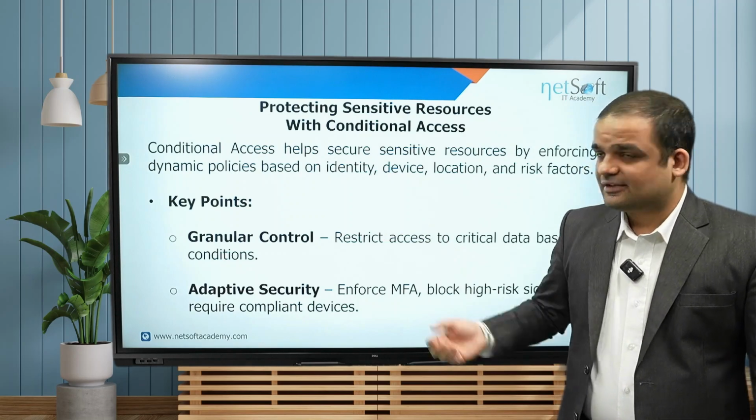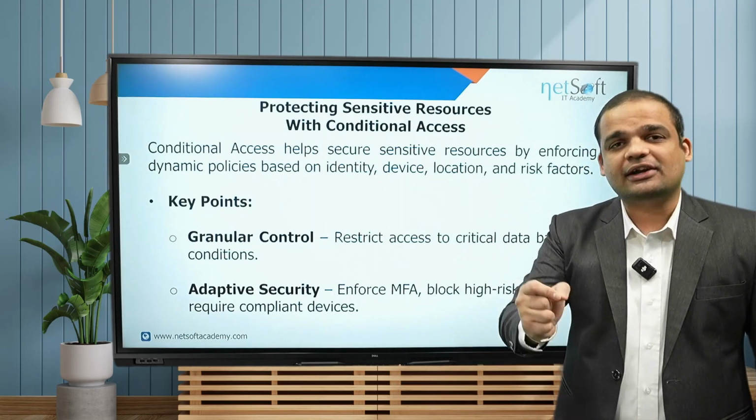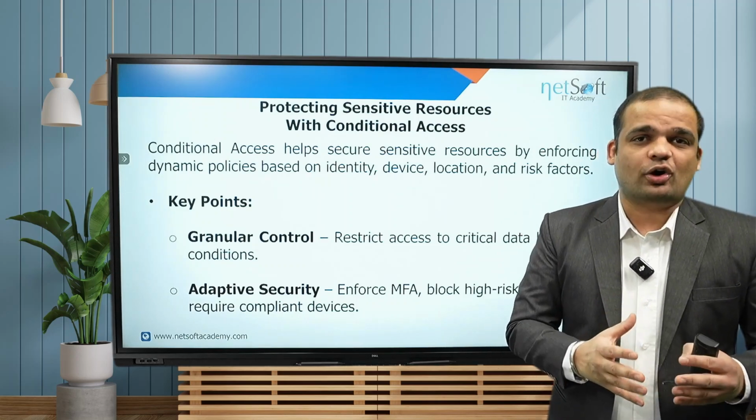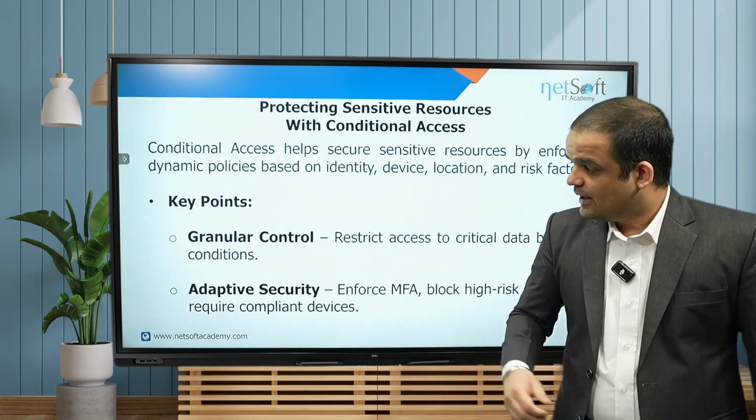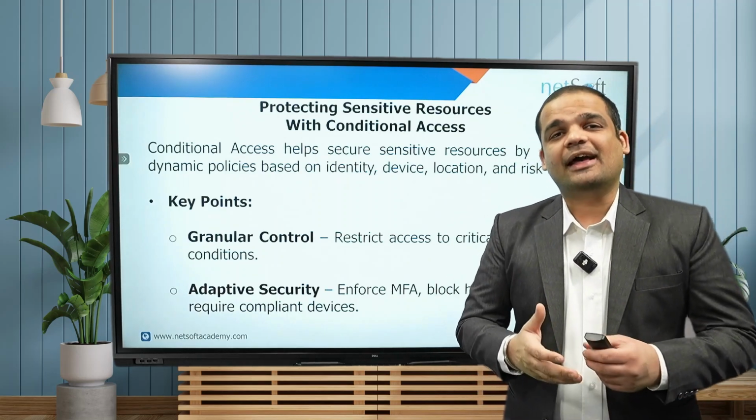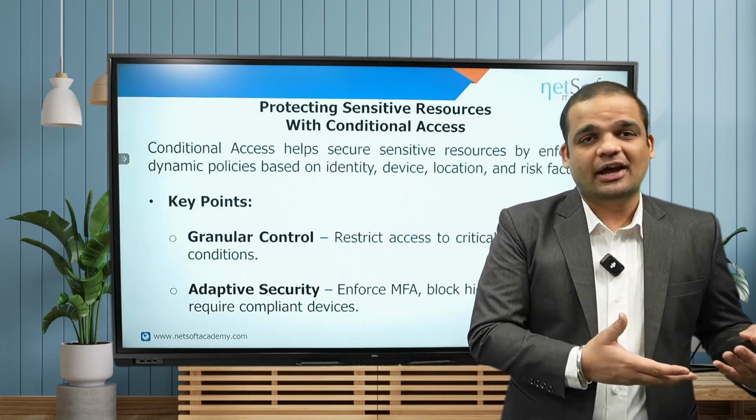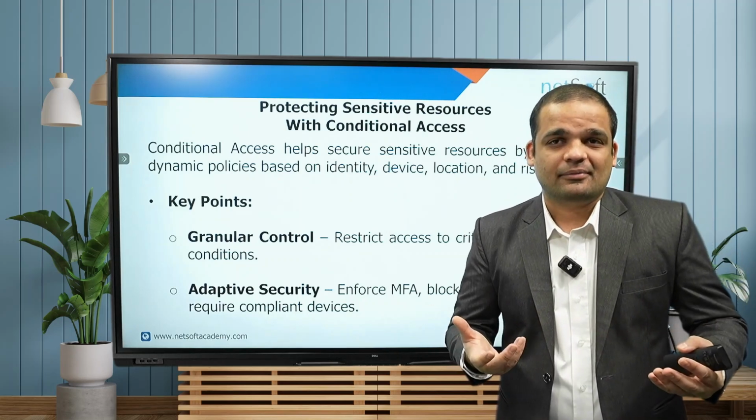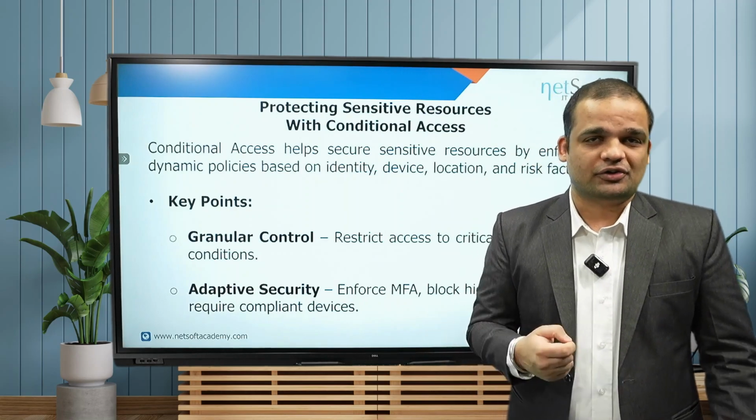Well, the first one is granular control. It restricts access to your critical server or critical data by setting conditions based on identity, device location, and many more factors. The next one is adaptive security. Policies can further enforce other security measures like MFA, or it can block high-risk sign-ins, or only allow the compliant devices to access resources.